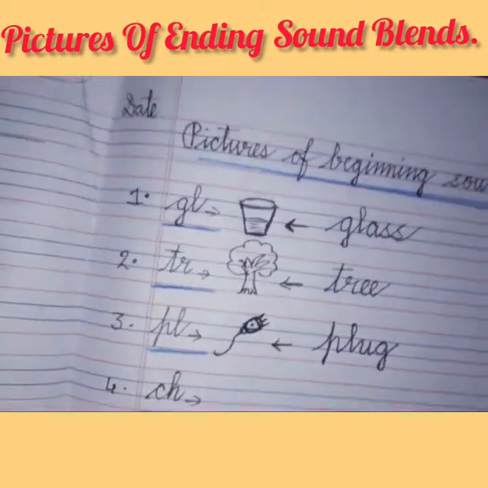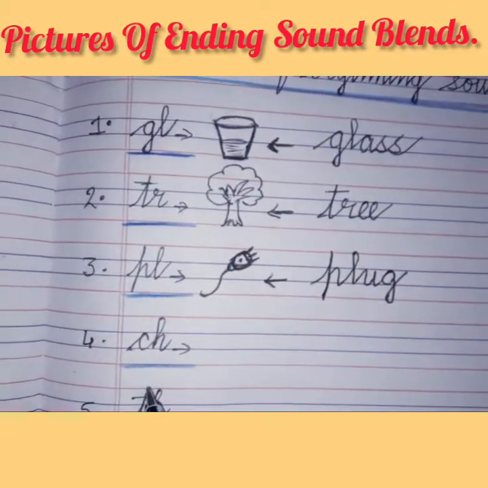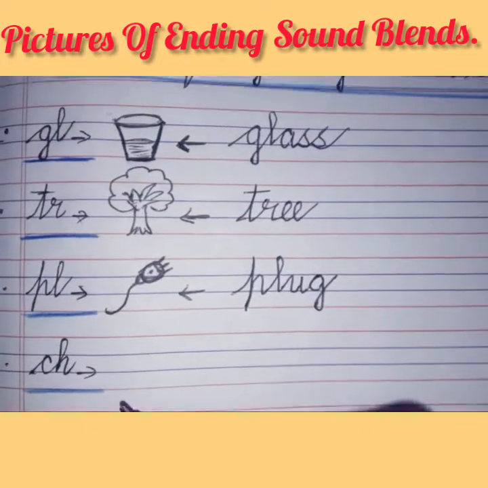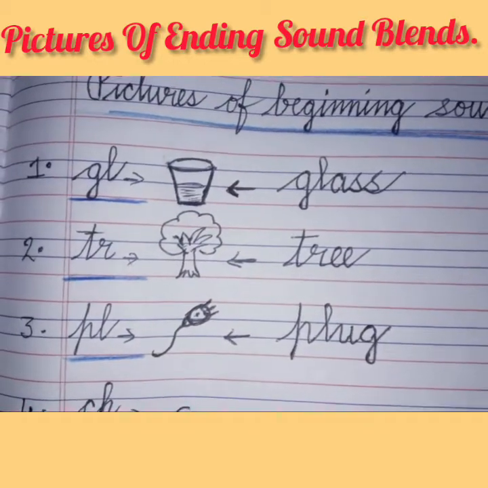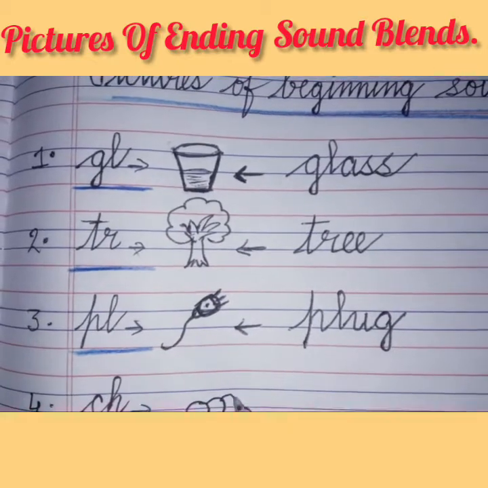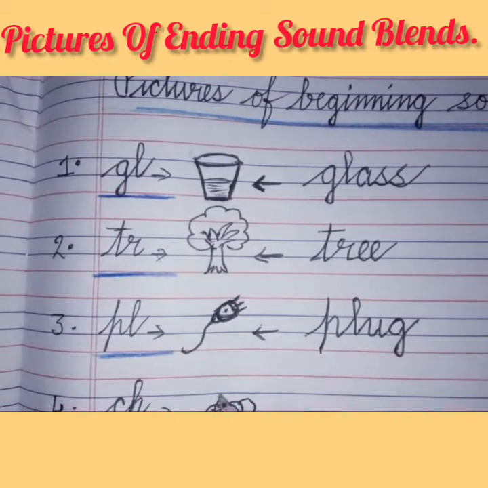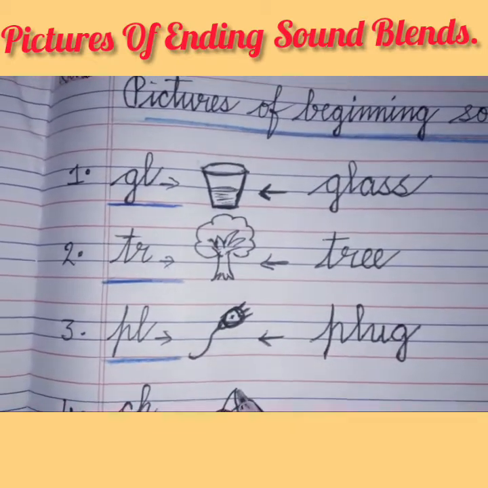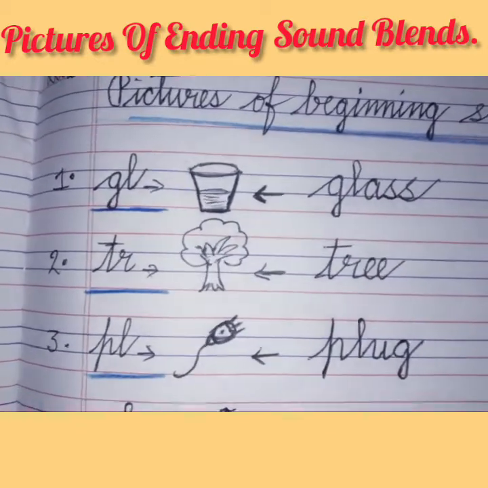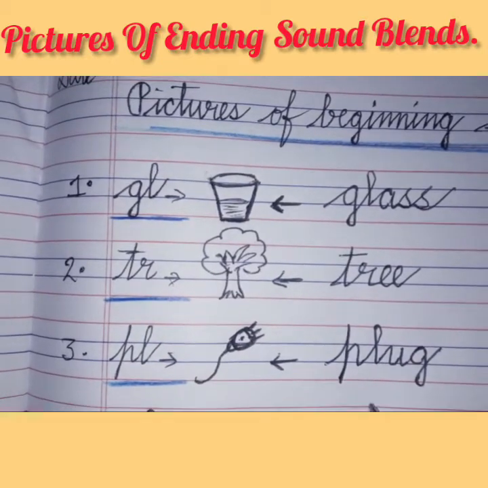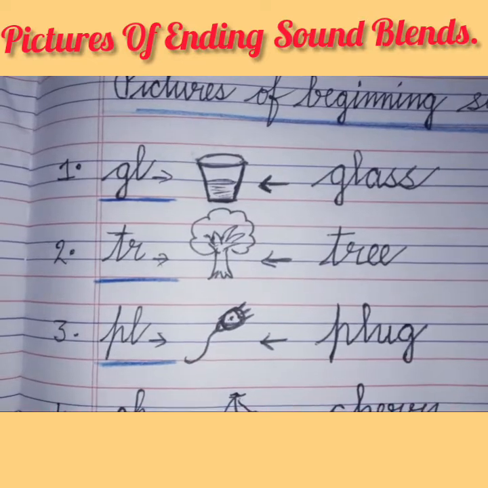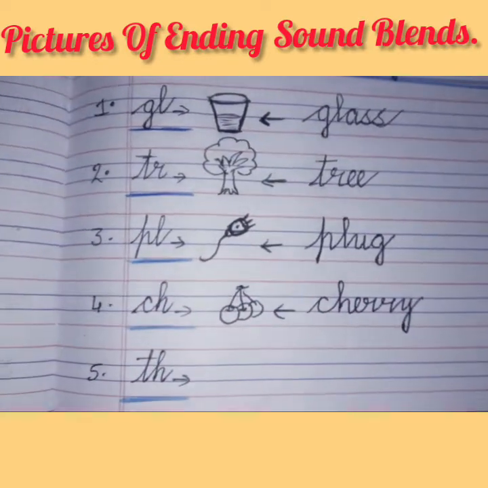Our fourth beginning sound blend is cha. So, with cha, we will draw cherry here. I am drawing 3 cherries. Okay? Like this. Write the spelling of cherry. CHERRY, cherry. Okay?